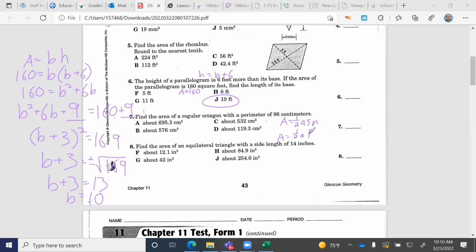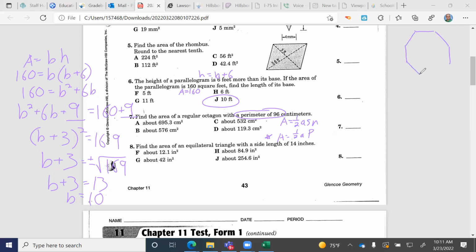Now, it gave me perimeter, so most likely I can just go to the bottom one. But I am missing something. I don't know the A. I don't know my apothem though. Right? Again, we're coming back from spring break. I've had a whole 10 days to forget everything.